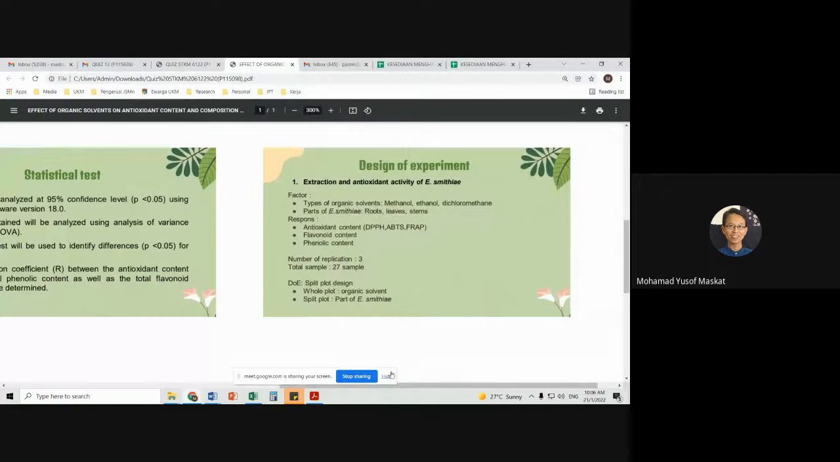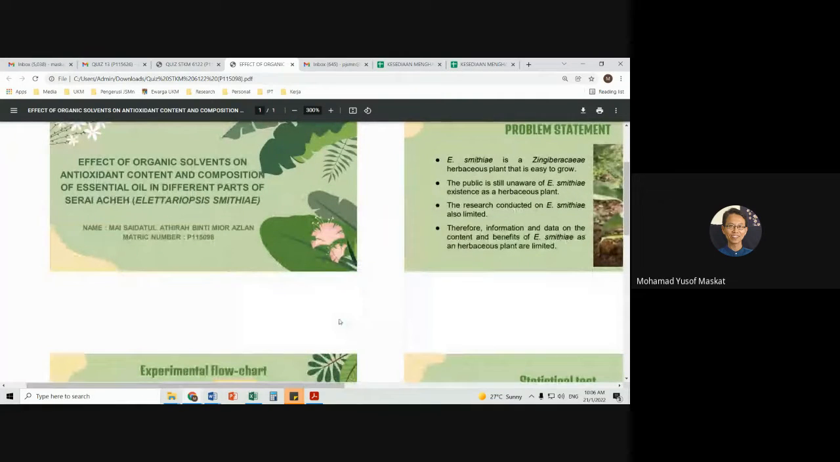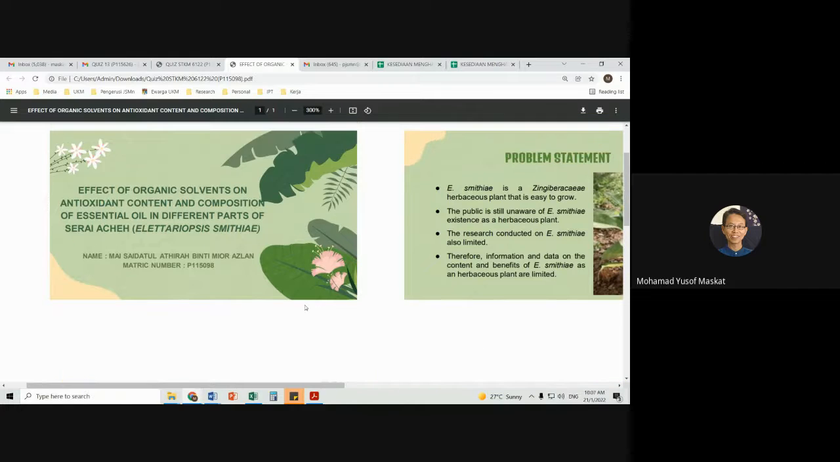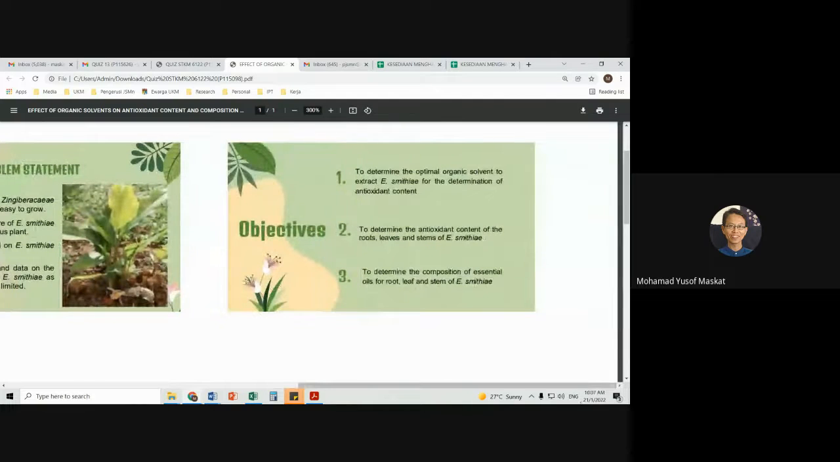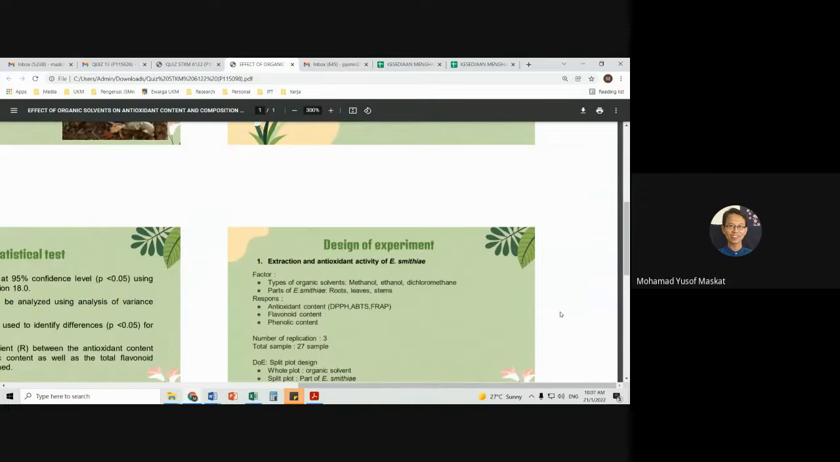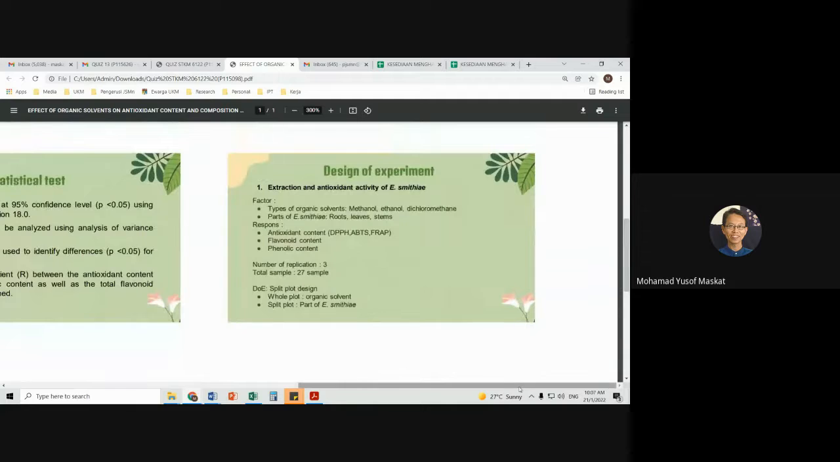Okay, so this is my research. Effect of organic solvents on antioxidant content and composition of essential oil in different parts of Serai Aceh, Elateriospermum smithiae. Okay. She has 3 objectives. Okay. And over here, she's showing 2 parts of the experiment.